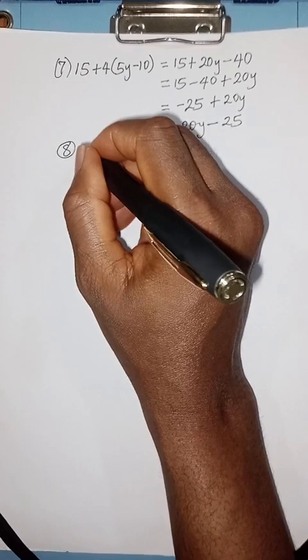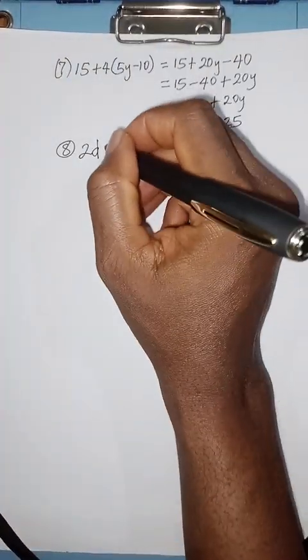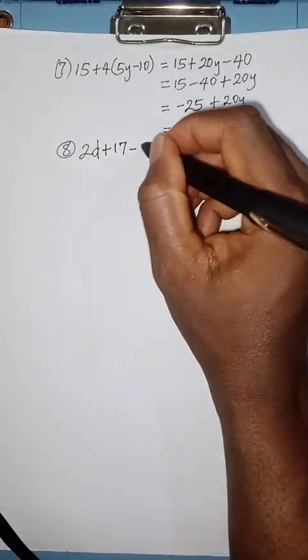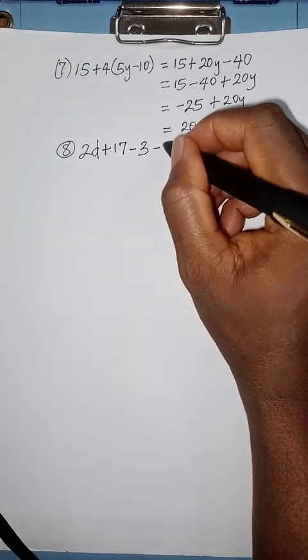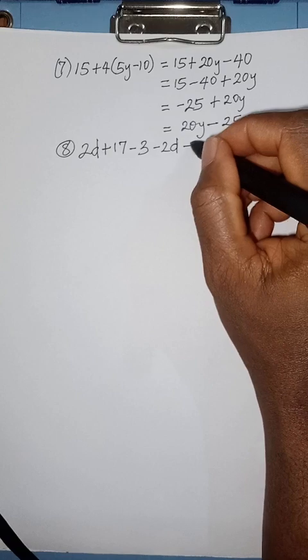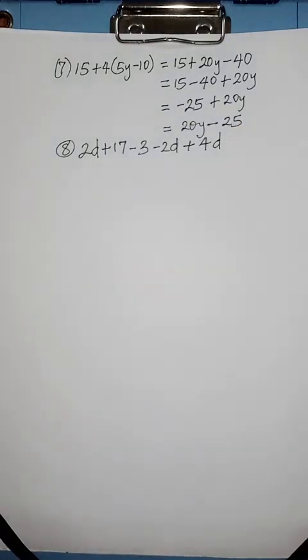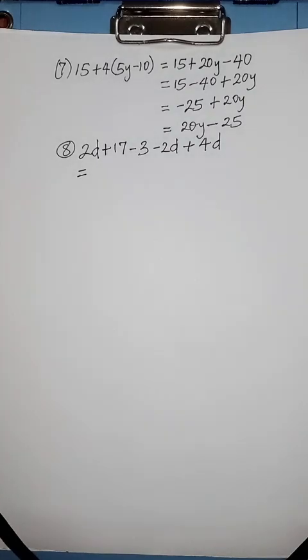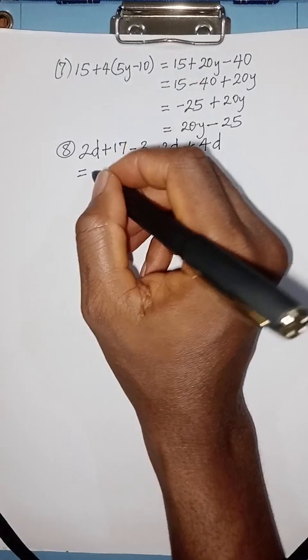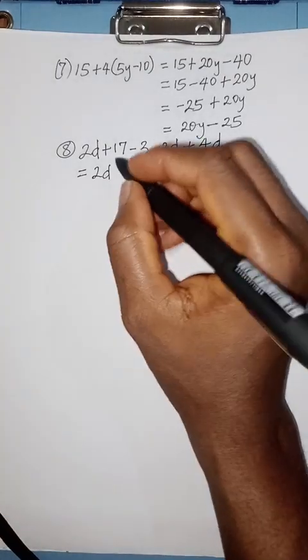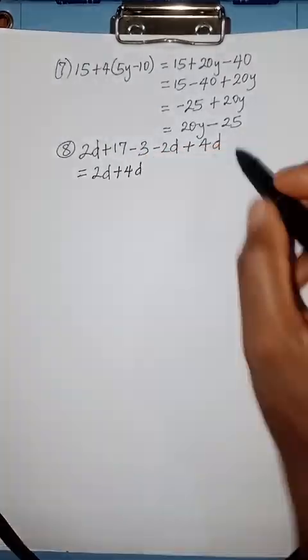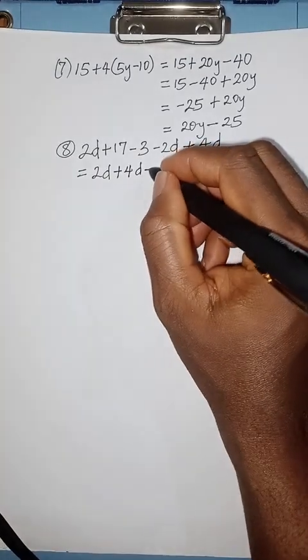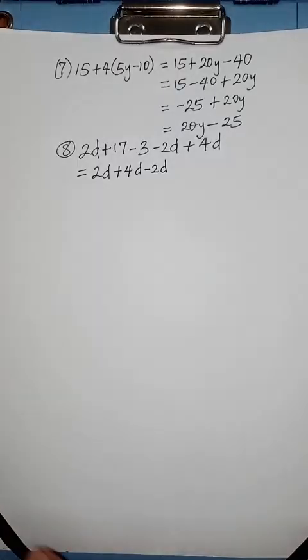Number 8 question is 2d plus 17 minus 3 minus 2d plus 4d. If I have an expression like this, what do I do? How do I solve this? It's still the same process. Collect like terms. This is 2d. Pick all the d's, plus 4d. I pick the plus first before picking the minus 2d. That way it's easier for me to subtract, add without making a mistake.